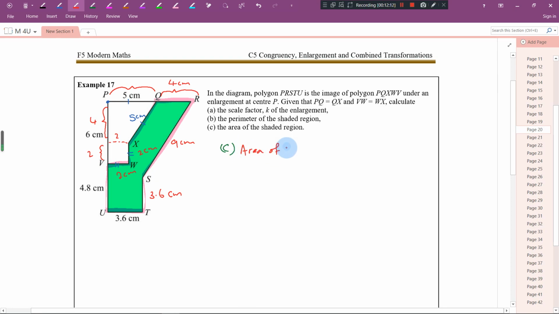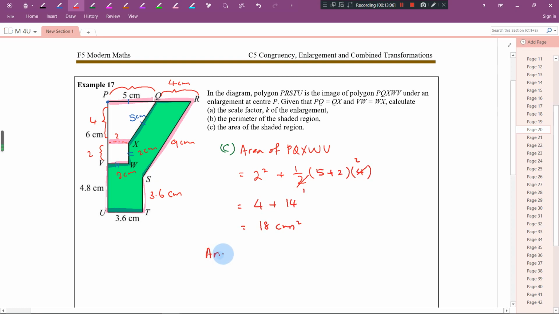Area of PQXWV is equal to the area of this square, which is 2 times 2, you can write 2 squared, plus the area of this trapezium. When it comes to the area of the trapezium, you need to be more careful. Always start with 1 over 2. Then find the sum of 2 parallel sides, which is here and here, 5 plus 2. Then multiply by the perpendicular height, 4. Okay, you will get 18 square centimeters. This is the area of the object.